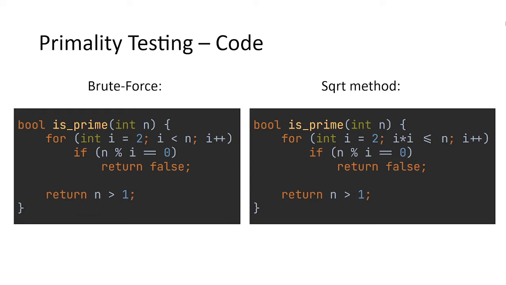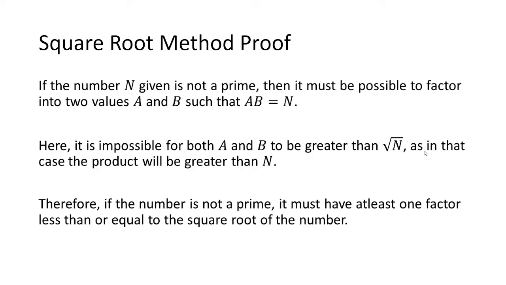Then we have the square root method. This is an optimization over brute force. Here we only iterate from 2 to root n, and everything else is the same. Here's the reason why the square root method works. If we have a number n that is not prime, then it can be factorized into two values such that a times b equals n, right? Any doubt in this statement? No.